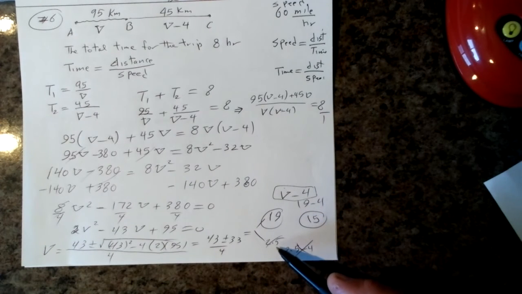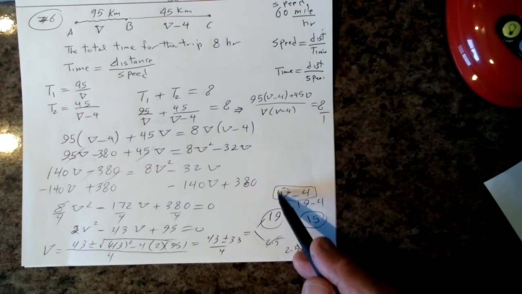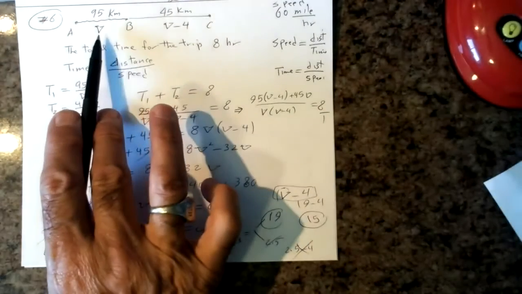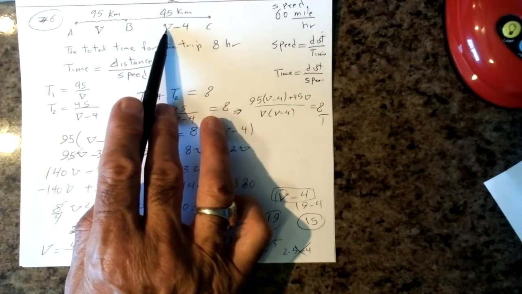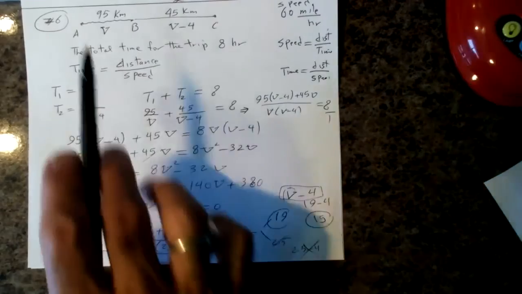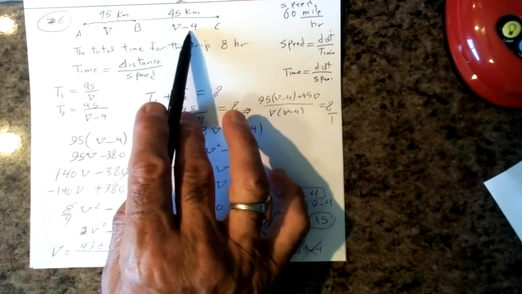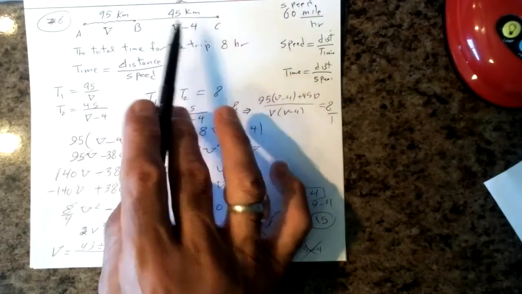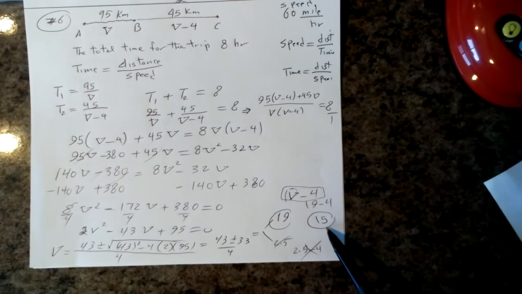We do not accept 2.5 because if 19 is the V, the speed is 19, and for the other one you have to subtract 4, so the other one is 15. That's why I cannot take 2.5 here: if the speed is 2.5, how could you subtract 4 from 2.5? It gives you a negative one. That's why we don't accept this. So the speed is 19 and the second one is 15.